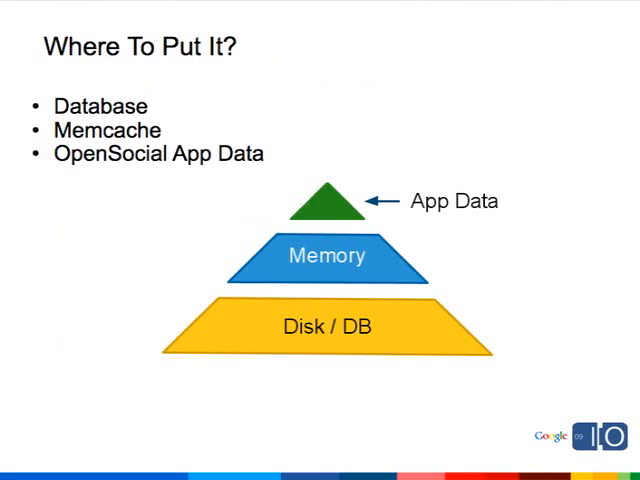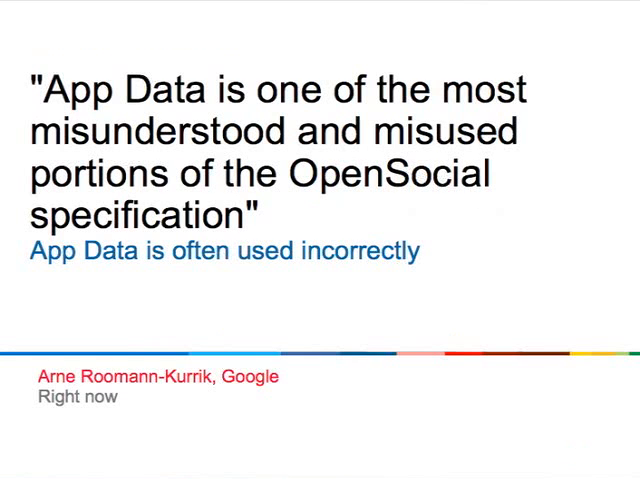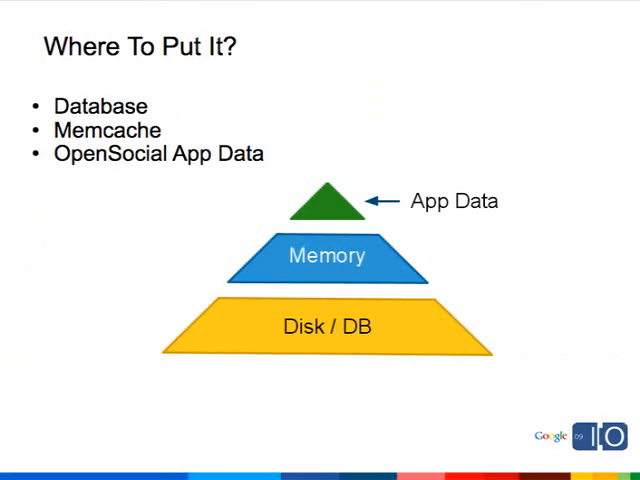Now, I love app data. I think app data is one of the most misunderstood and misused portions of the OpenSocial specification. Certainly, I have a quote to back that up because it's right there. But to be fair, it's very fast. There's no fetch from the gadget to your application when you're using app data as a store for data. That's because it's hosted on the container side, and the container injects it into the gadget when it gets rendered.